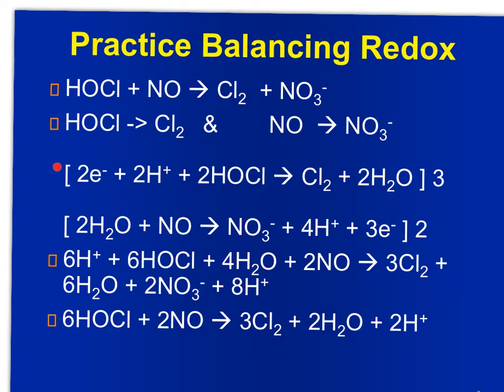And then our electrons have to match. So that one's 2, that one's 3. 2 and 3 have 6 in common. So we'll multiply this whole thing by 2, and then we'll multiply that whole thing by 3 and distribute it out and combine like terms and get rid of like terms. Sometimes you have to add waters and H's. And that is the final answer.